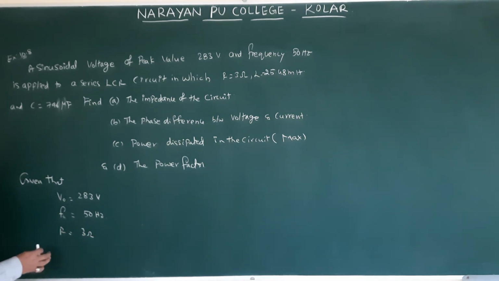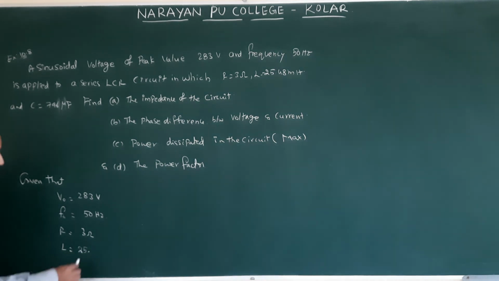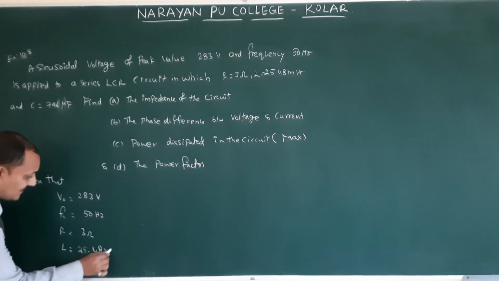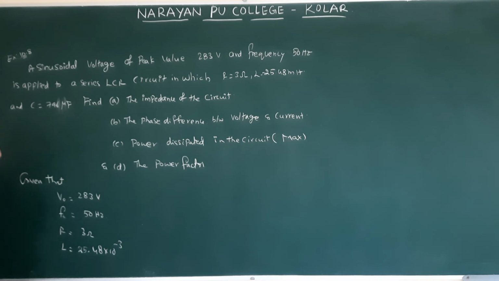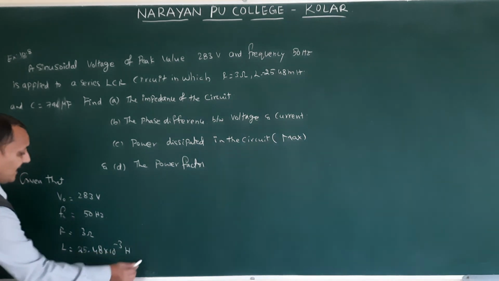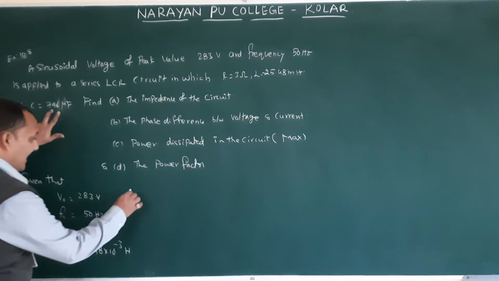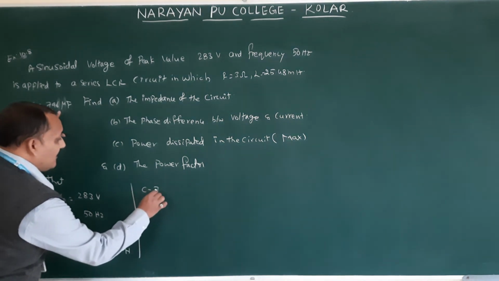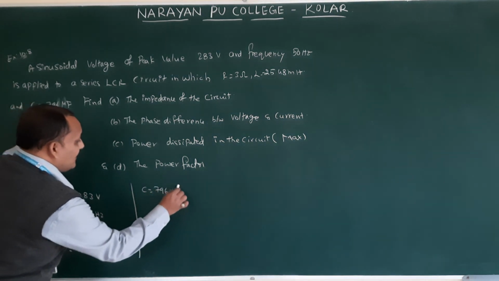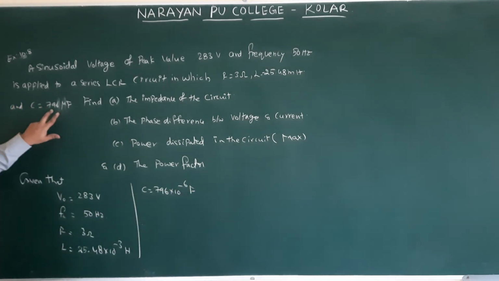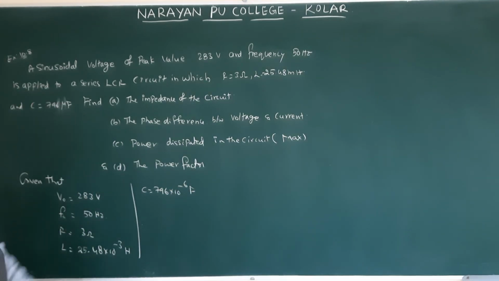3 ohm. Next, L is 25.48 millihenry, which is 10 power minus 3 henry. Milli should be converted. This is 796 microfarad. C is equal to 796 into 10 power minus 6 farad. So this is the given data.